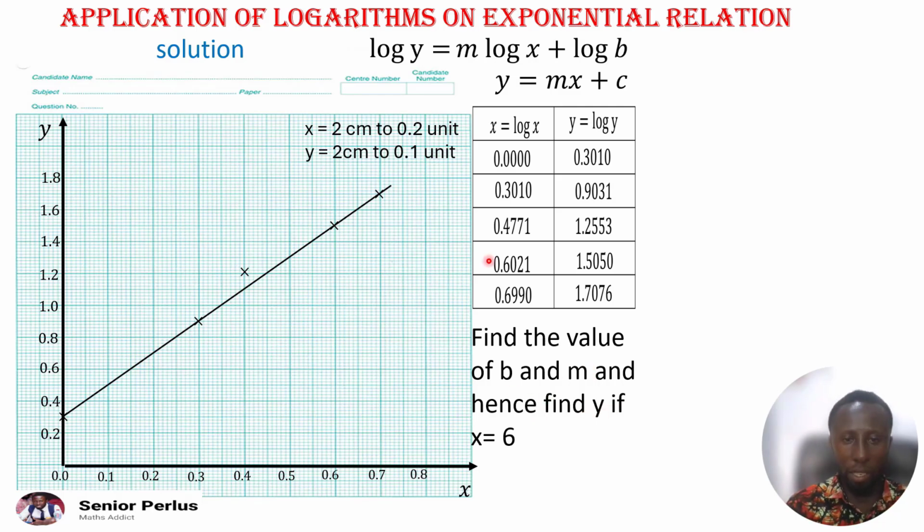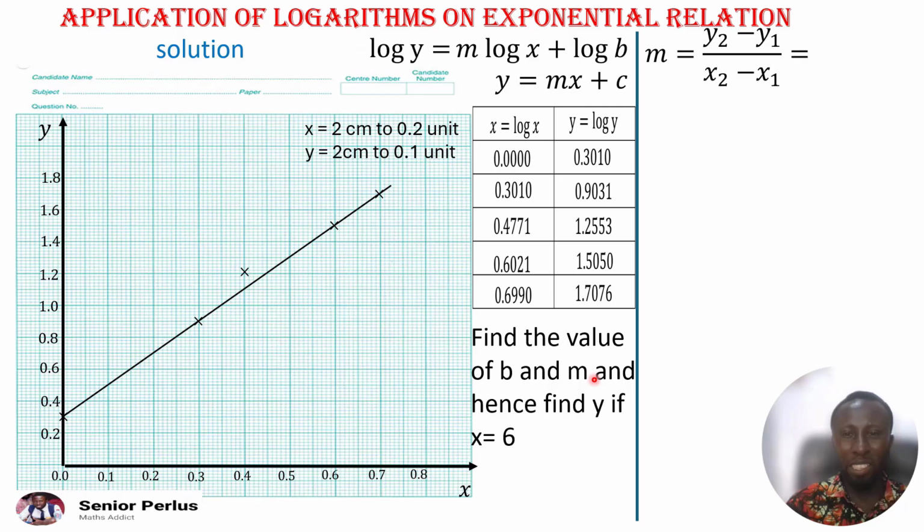So to find the value of b and m, I have to find the m first. The m is the gradient. And what's the formula to find the gradient? Yes. Good. y2 minus y1 is the formula to find the gradient. So I'll just choose my points for the gradient here. I choose these two points.